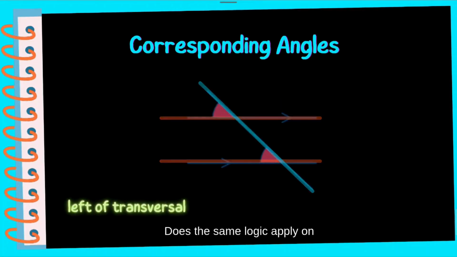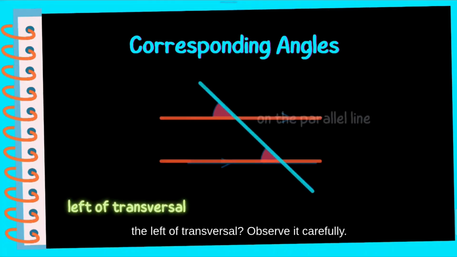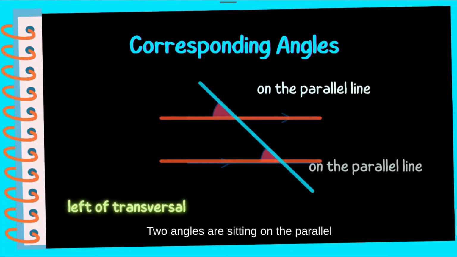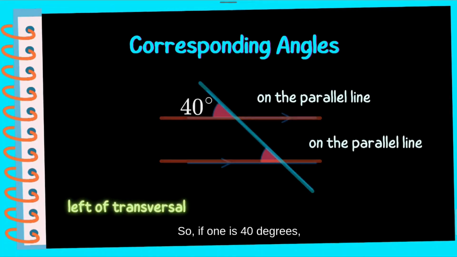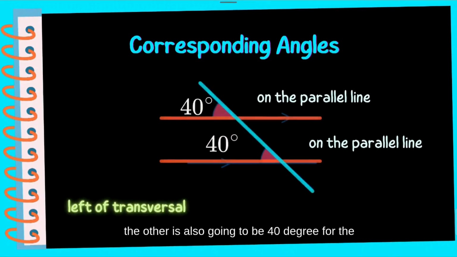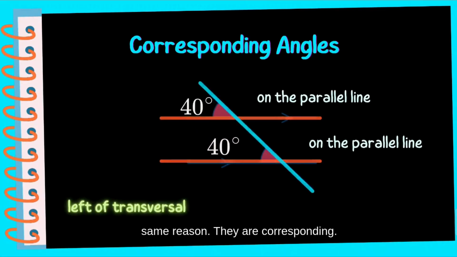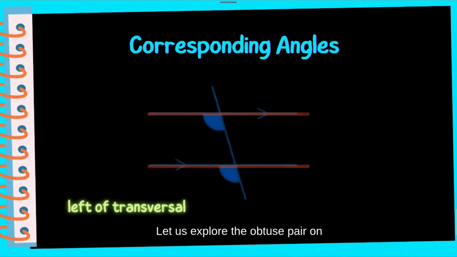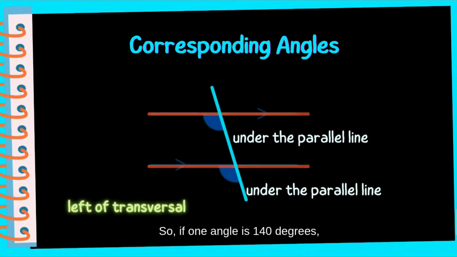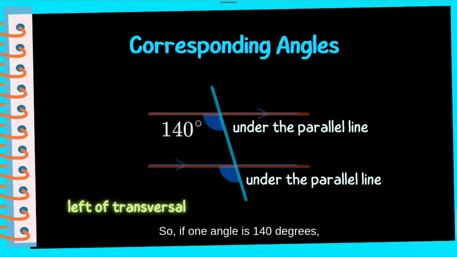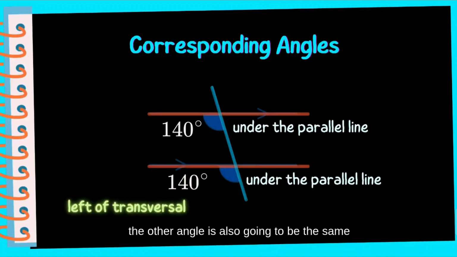Does the same logic apply on the left of the transversal? Observe it carefully. Two angles are sitting on the parallel line on the left side of the transversal. So if one is 40 degrees, the other is also going to be 40 degrees for the same reason. They are corresponding. Let's explore the obtuse pair on the left side of the transversal. Both are lying under the parallel line. So if one angle is 140 degrees, the other angle is also going to be the same because corresponding angles formed between the parallel lines are equal.